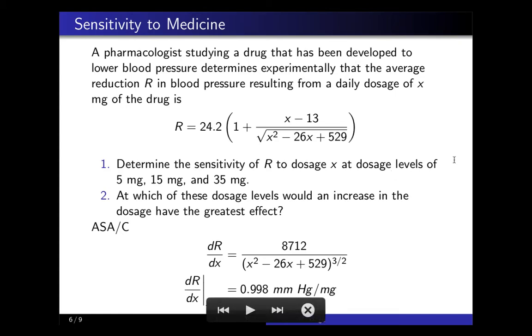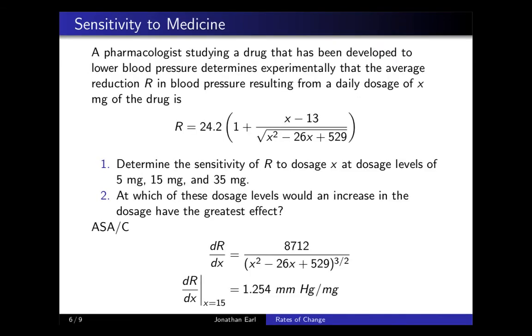Okay, so what we can see is that we can find our derivative. It's given here. Again, we could find it using the chain rule from last time. And what we'd have is that at 5 milligrams, our derivative is just under 1 millimeter of mercury per milligram of our dosage. When we increase the dosage level up to 15 milligrams, we get about 1.25 millimeters of mercury per milligram.